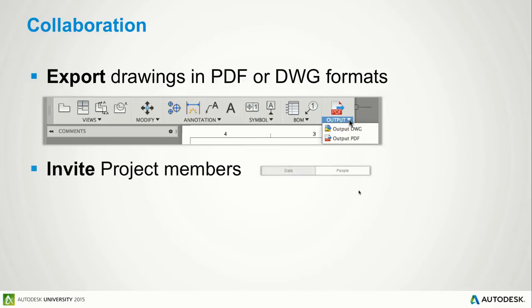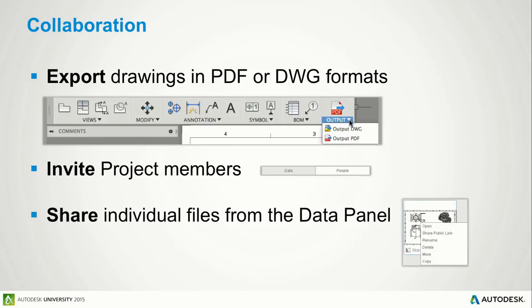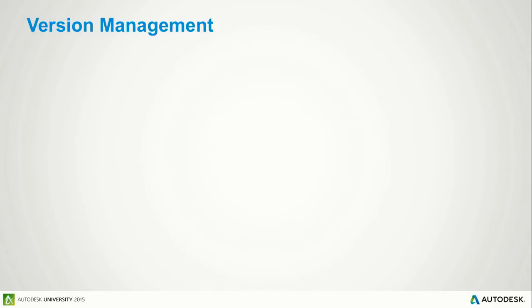So you can invite project members and give them access to all of the files in your project. You can do that in the data panel. If you switch to the people tab, you can start inviting people to add them in. Or if you only want to share individual files, you can also do that from the data panel. Just select that file, right click, you get a menu to do that. That's it.